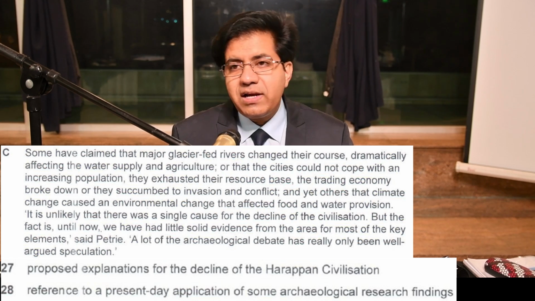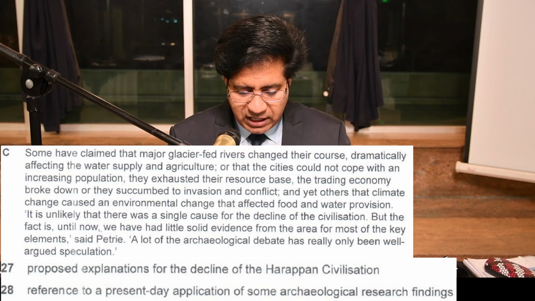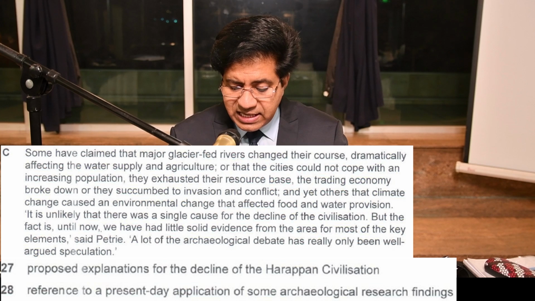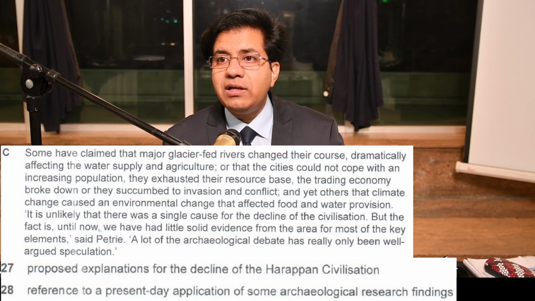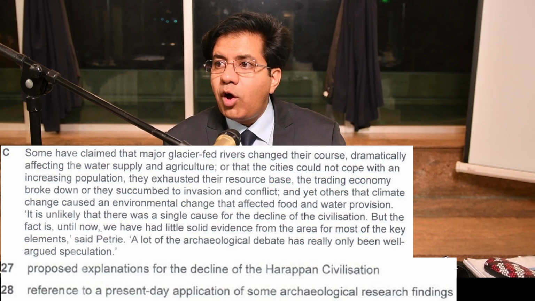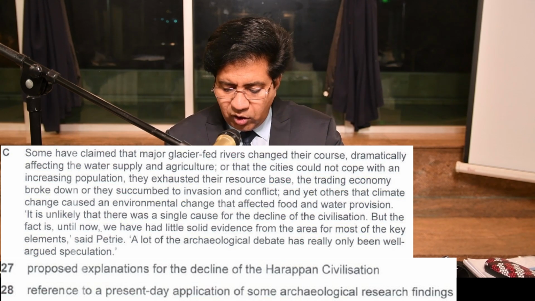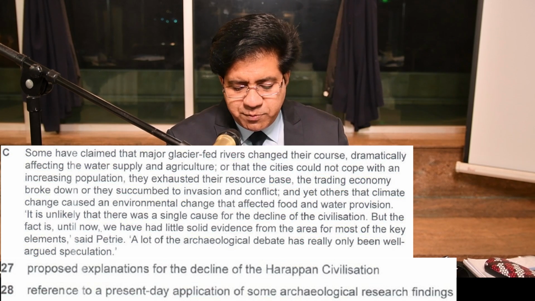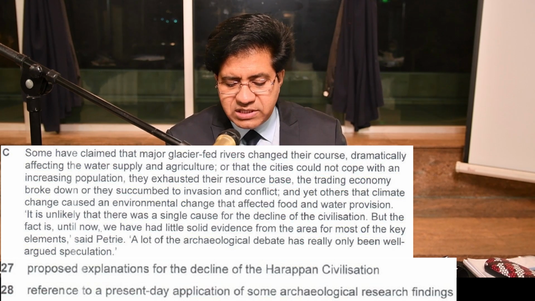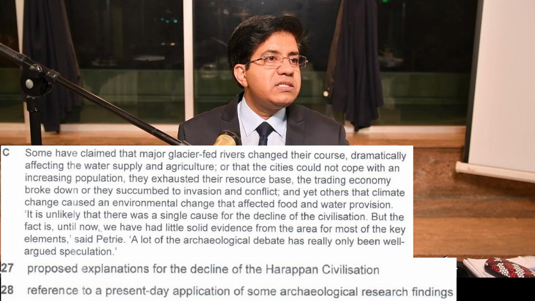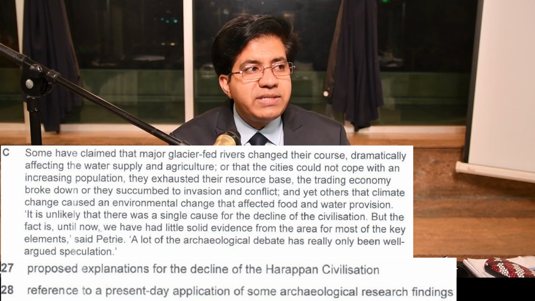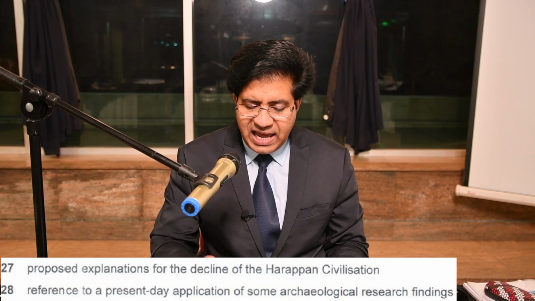All right, let's make it easier. Paragraph C. They gave the reasons, and then in the 4th last line: it is unlikely that there was a single cause for the decline of the civilization. Above this line, they have given 2 to 3 causes: invasion, floods, economic problems. Question is proposed explanations, 1, 2, 3 explanations for the decline of Harappan civilization. So 27, the answer is C. By the way, you should try to read these questions first and do them last, because then you will be familiar with the passage.